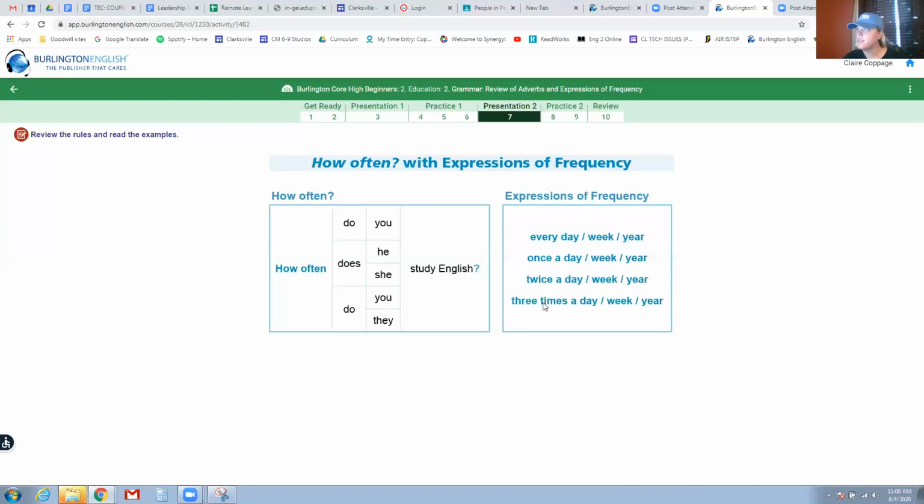Good. And so remember, we have every and the word here, but for once, twice, and 3 times, we have the word a, okay? So once a, twice a, 3 times a, okay? So no se olvida la a. Okay. Let's practice.